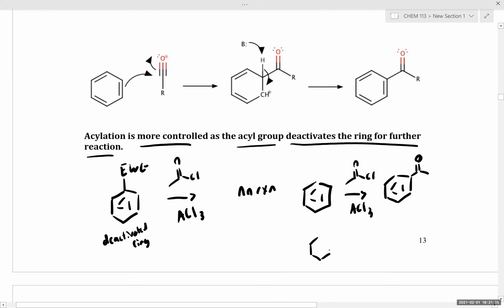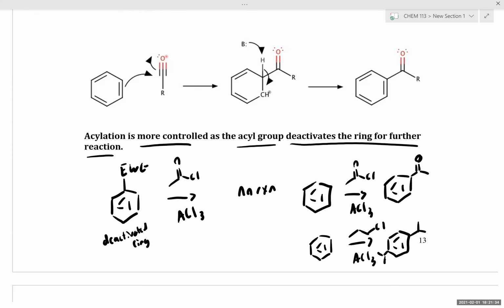If we try the same trick with alkylation, we will get potentially quite a mess. So acylation gives you a little more control over reactivity. Does that idea make sense to everyone? Does that first benefit make sense?